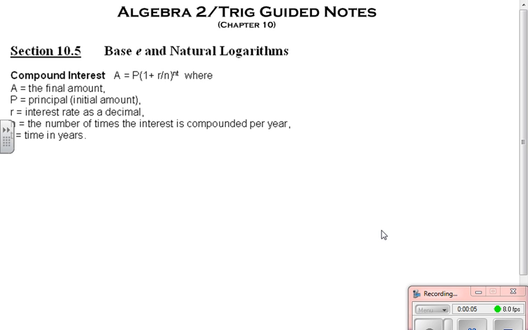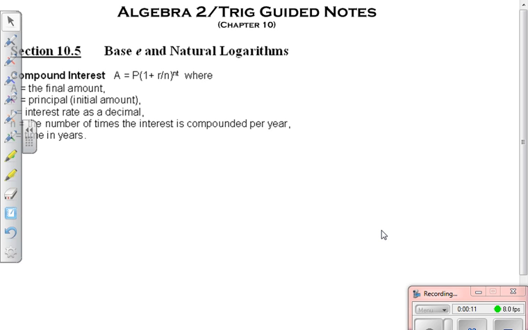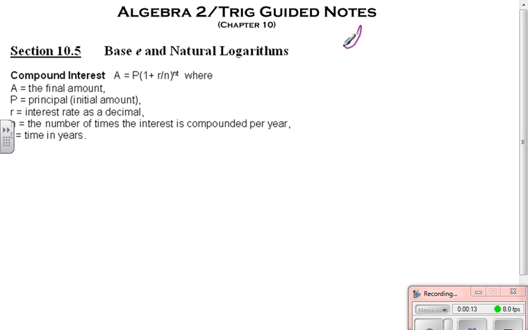10.5 is going to explore additional aspects of logarithms. Now, up until this point, we've been talking about log base 10, or the common log. What we are going to talk about now is something called the natural log, and its abbreviation is ln. We're going to talk about how it relates to base e. So we're going to look at a little example for a minute.